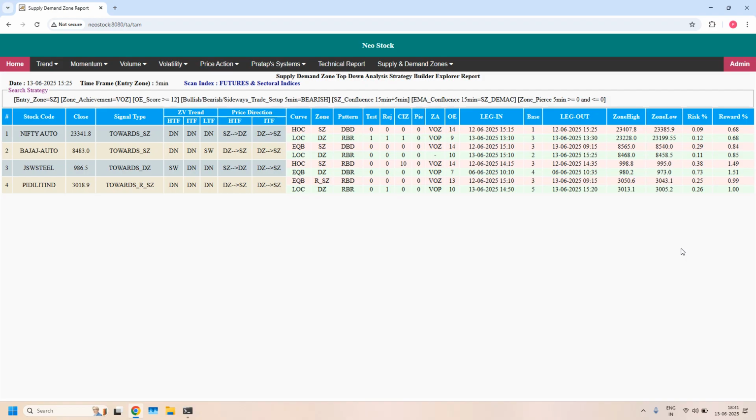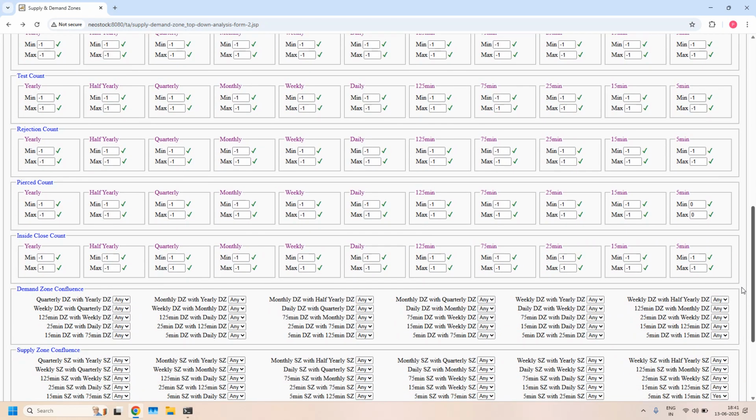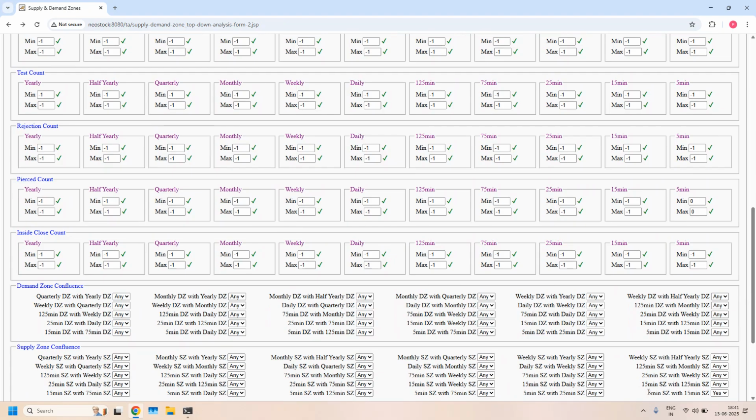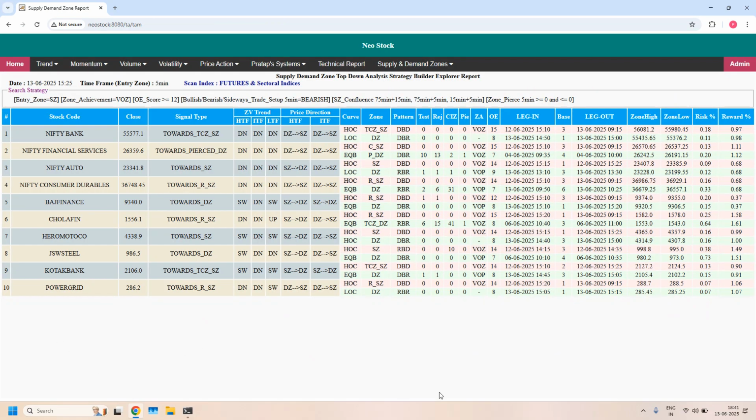Okay, next let us look into LTF, ITF and even HTF supply zone confluence supported stocks. I am removing this filter. Supply zone confluence, 3 filters we have to set. First filter is already enabled. Next, 5 minutes and 75 minutes supply zone confluence. 15 minutes and 75 minutes supply zone confluence. By enabling all the 3 filters, we got 10 stocks.